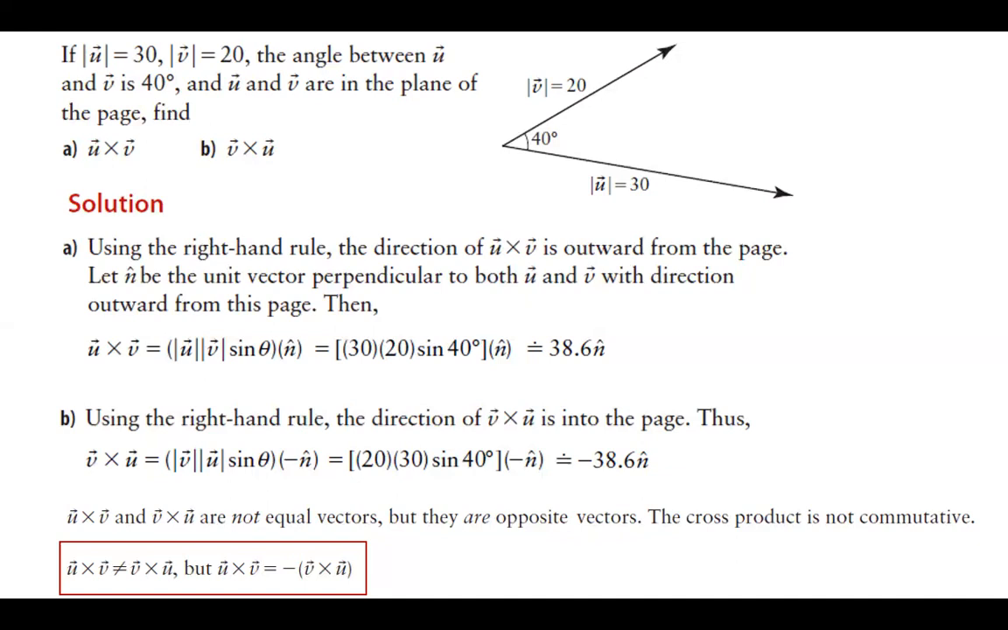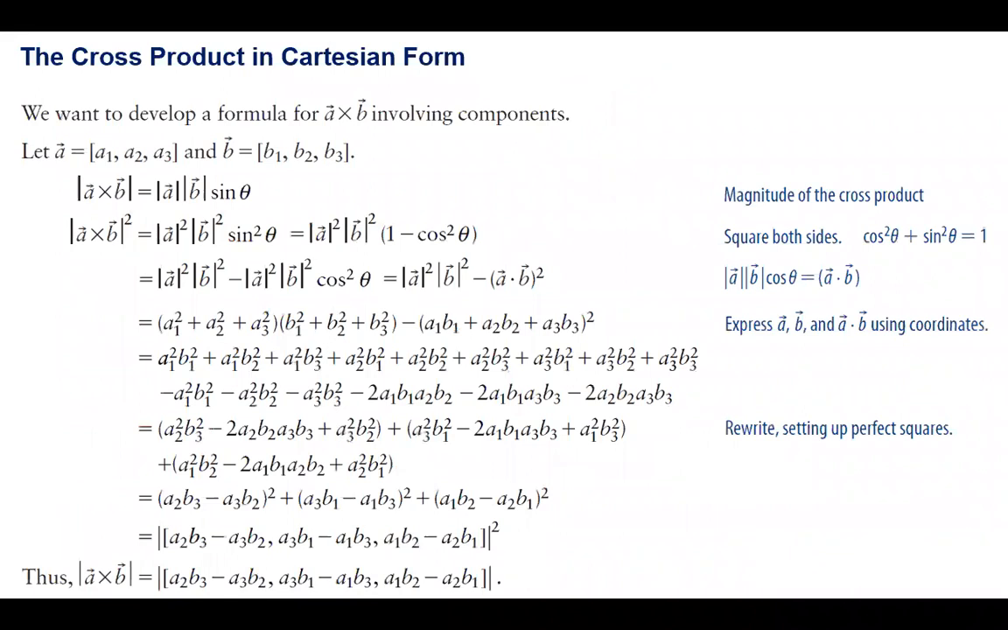Okay, so that's the definition of the cross product of two vectors in the geometrical form. Next, let's have a look at the definition of the cross product in Cartesian form. So we want to develop a formula for A cross B involving components. We can let vector A be A1, A2, A3, and let vector B be B1, B2, B3.